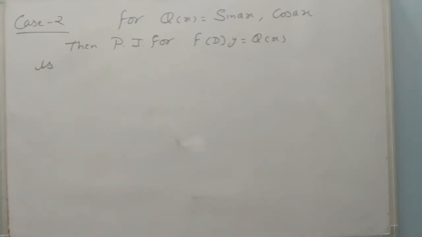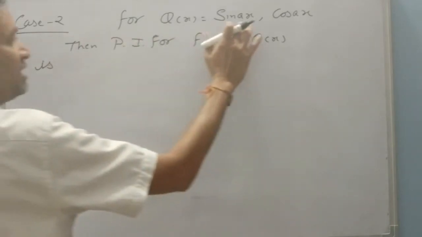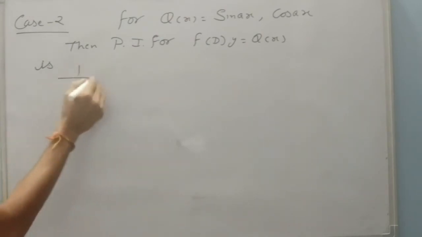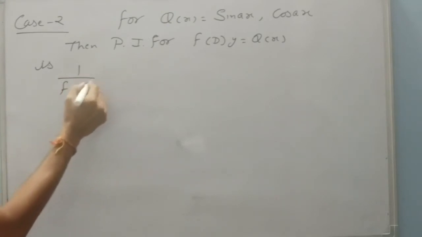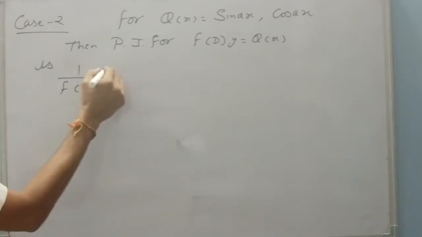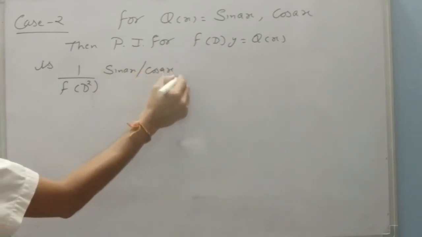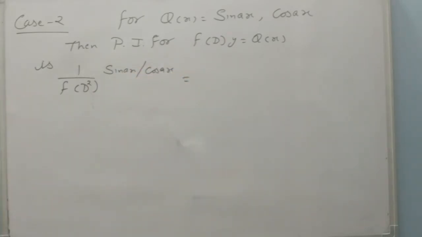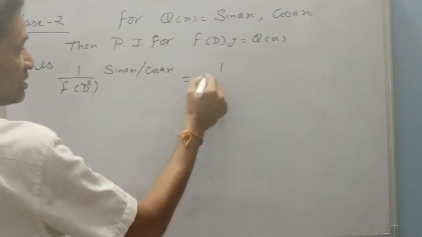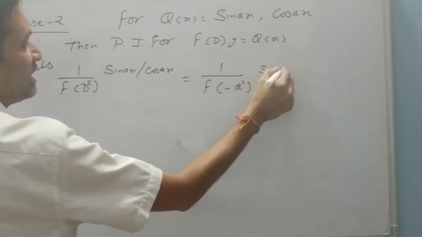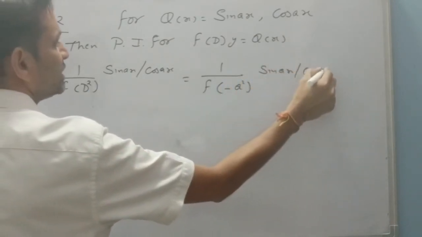Now there is case number 2. If Q(x) is a function of sine or cos, then what will happen? Then the particular integral for the equation is 1 upon f of D squared. Be careful about that, that is D squared, of sin ax or cos ax, whatever it is, equals 1 upon f of minus a squared, whatever it is, sin ax or cos ax.